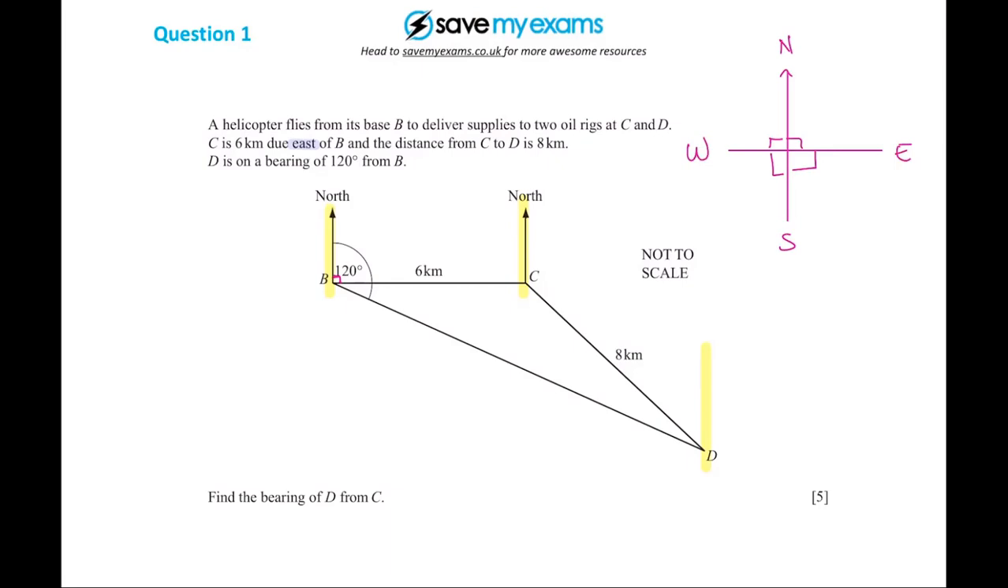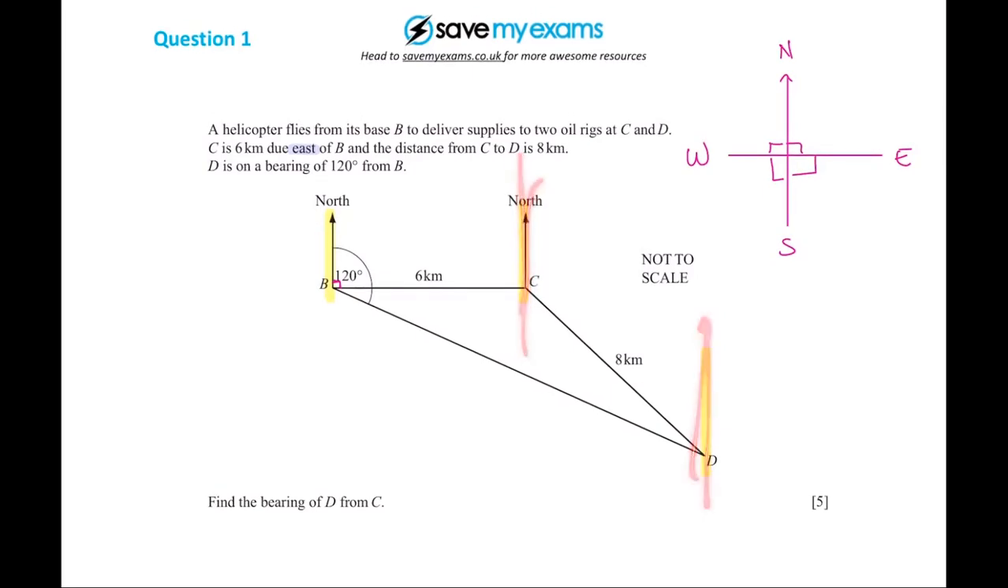Okay, so once this is sorted, the distance from C to D is 8 kilometers, and D is at a bearing of 120 degrees from B. Whenever we do bearing questions, every single north line is considered to be parallel. For example, this is parallel to this. And if I draw a north line here, this is parallel to this as well. I can extend the line like that, and then they'll be parallel lines.